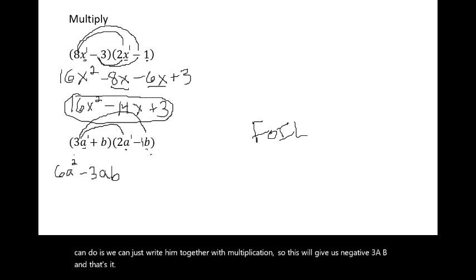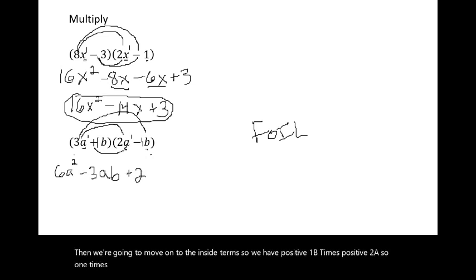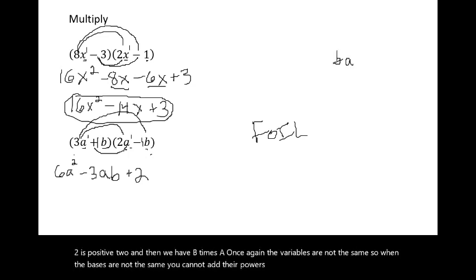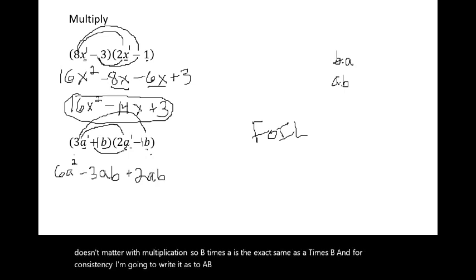Then we're going to move on to the inside terms. So we have positive 1b times positive 2a. So 1 times 2 is positive 2. And then we have b times a. Once again, the variables are not the same. So when the bases are not the same, you cannot add their powers. Also, b times a, remember, order doesn't matter with multiplication. So b times a is the exact same as a times b. And for consistency, I'm going to write it as 2ab. Just to keep it consistent.